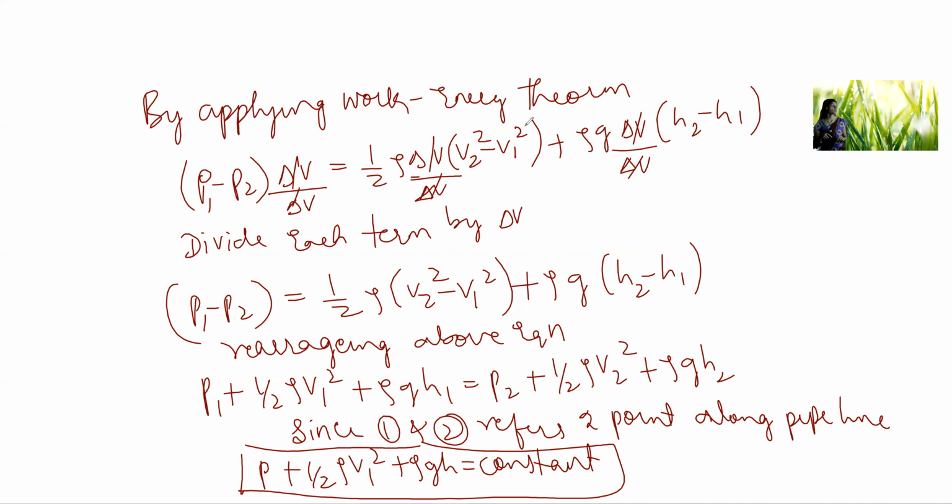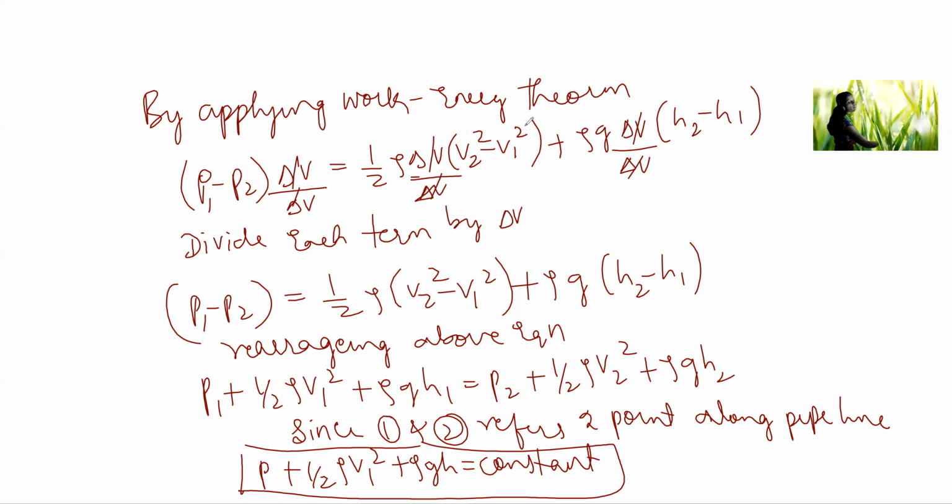Therefore, according to Bernoulli's principle, the sum of pressure energy, kinetic energy and gravitational potential energy remains constant. So P plus half rho v squared plus rho g h is equal to constant. This is the derivation of Bernoulli's principle. I hope you got this one. Try to practice it.